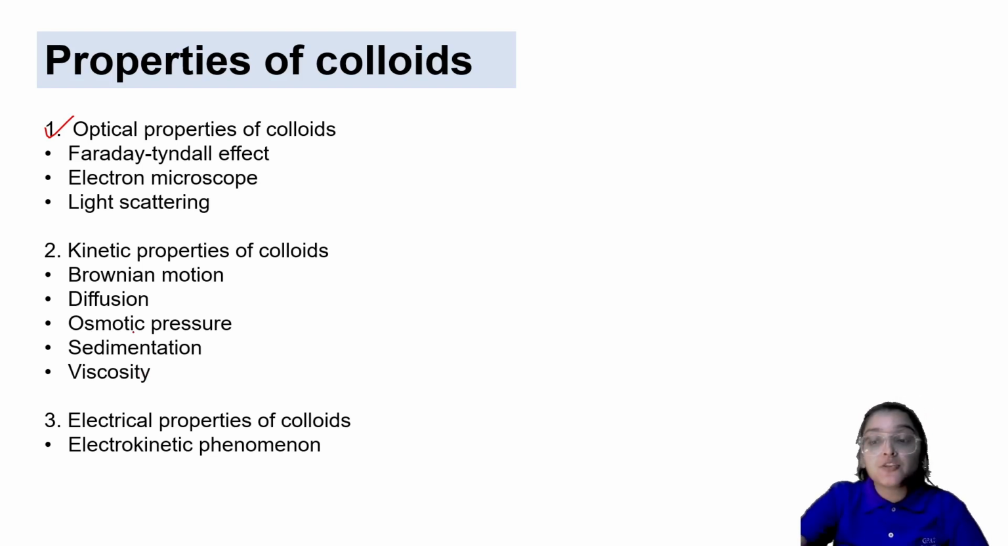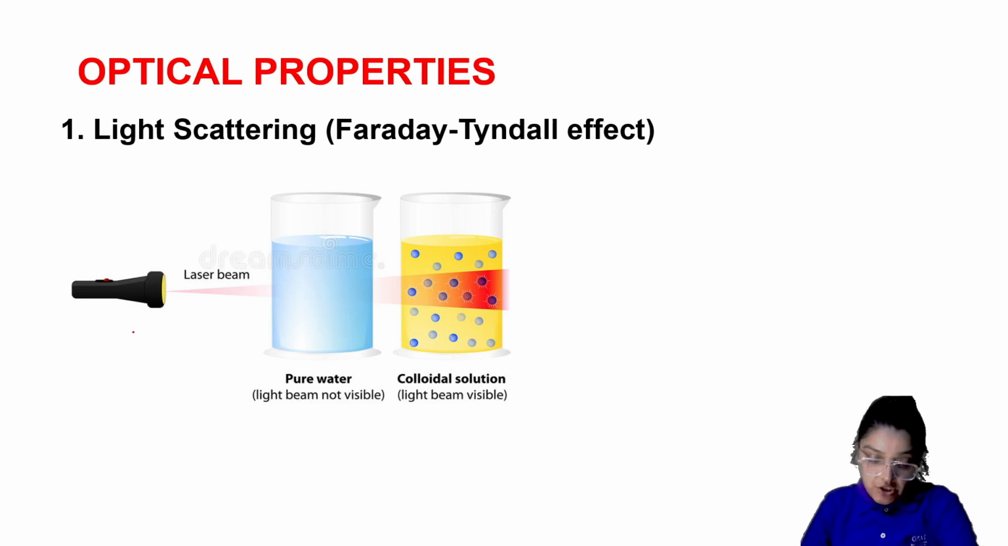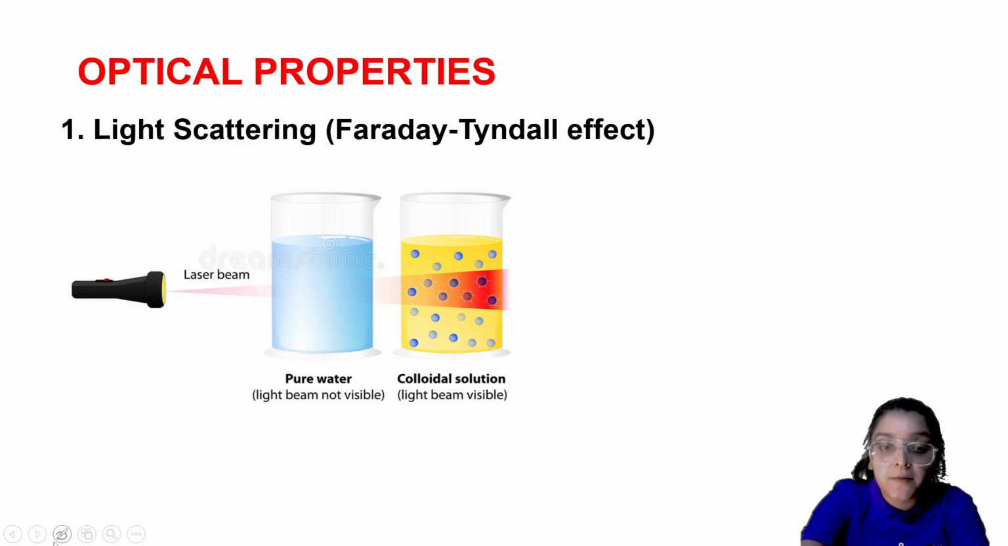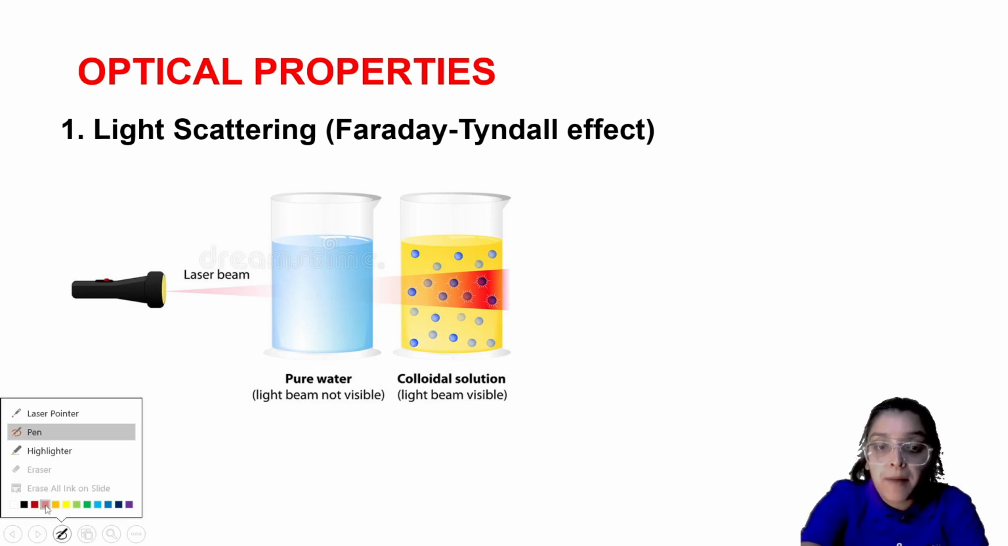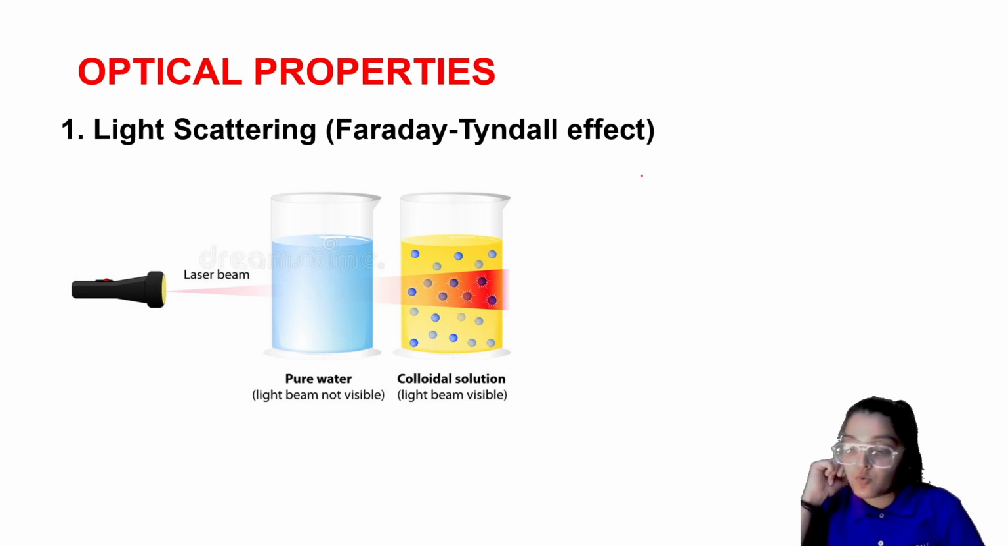So firstly, moving to the optical properties of colloids, which include the Faraday-Tyndall effect, you can already see with the diagram the scattering of light, the Tyndall phenomenon, which is very clear in the case of colloidal particles. Whenever a beam of light is passed through this colloidal solution, some of the light may get absorbed, some may get transmitted, while the rest gets scattered.